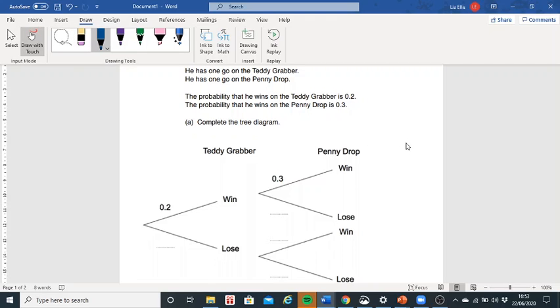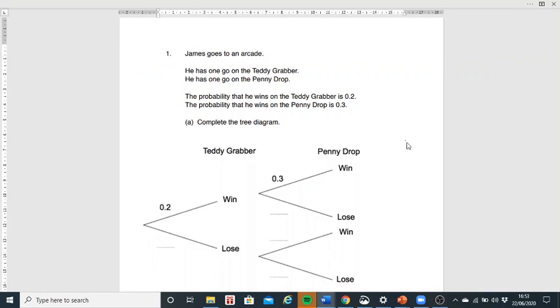A tree diagram is used when we don't need to do two things to the two events, but they can be separate. And in fact, a tree diagram can do more than two events. So let's look at our first question.